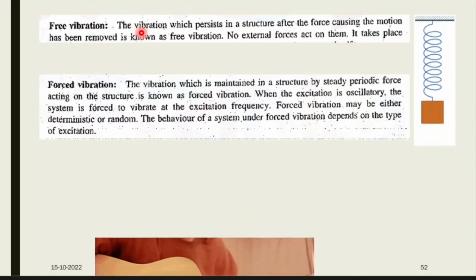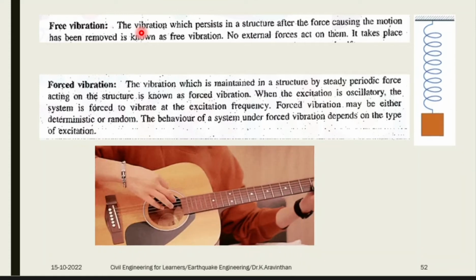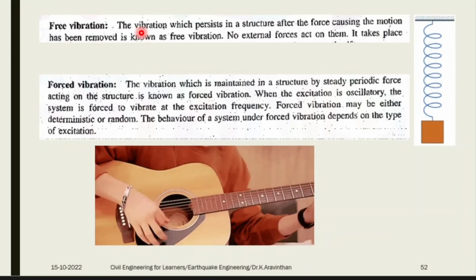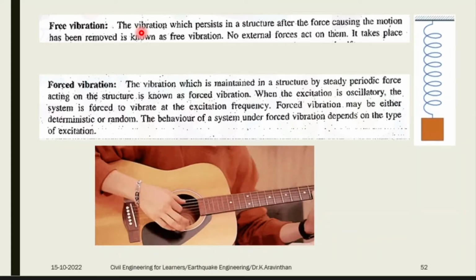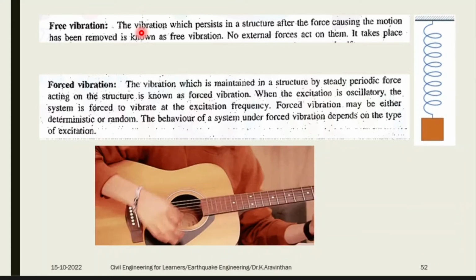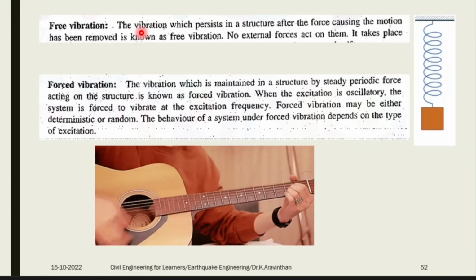And the example for forced vibration is a string. When you are playing the guitar, every time you apply force to a string, it vibrates. So here the dynamics are connected with vibration. Each and every time you are applying a force and it is vibrating. This is called forced vibration.